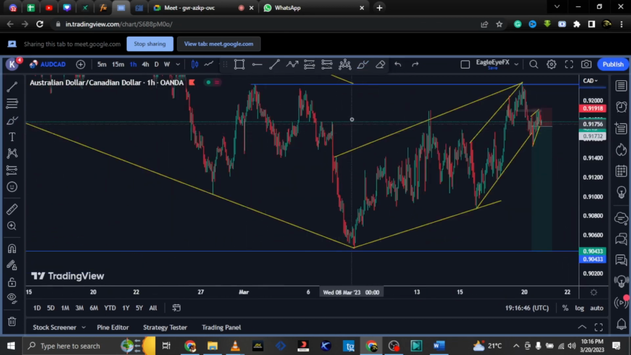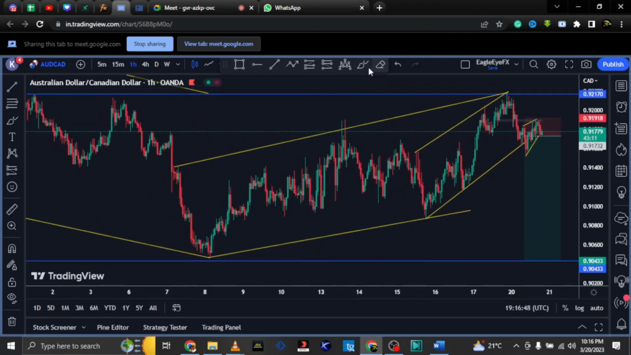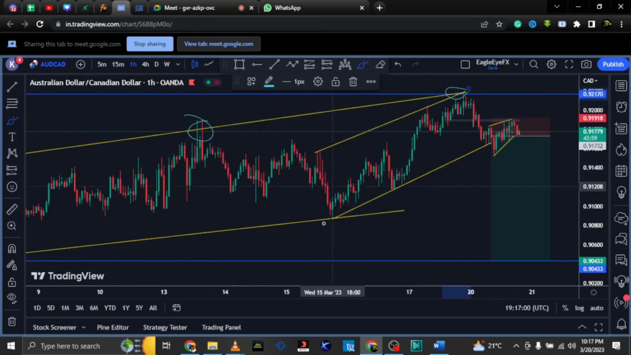So the big structure here is this one, and you can see that it is also giving me 3 touches, and inside here I also have 1, 2, and 3 touches. So those are 3 confluences.